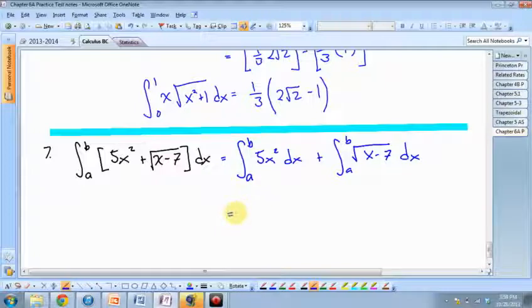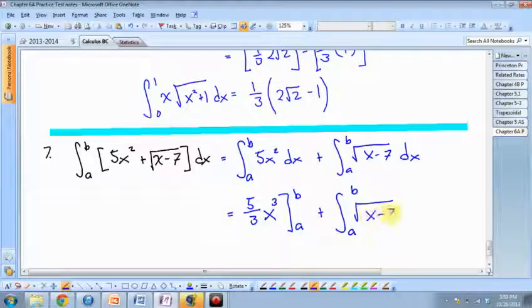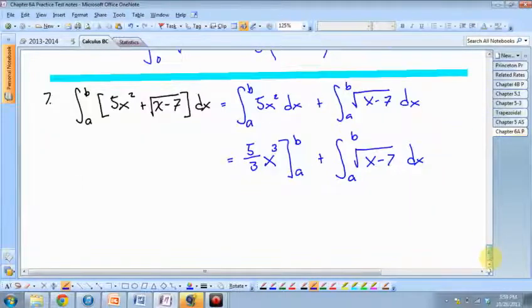Okay, this first one I can do no problem. That's 5/3 x cubed from a to b. No problem. But the second one, well, that's going to require more work. So I'll just write it there again. All right, so I'm going to probably have to use a U-substitution. So let's say u is equal to x minus 7. Notice I didn't go right to integral by parts. Let's see, dx is there, dx is there. So it's just a one-for-one trade.